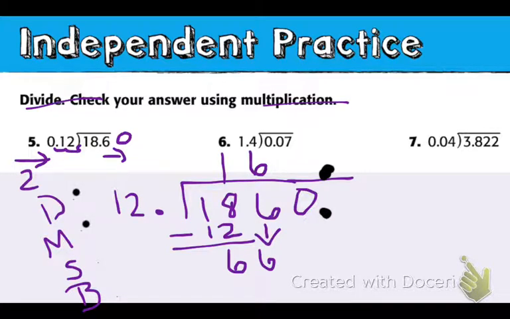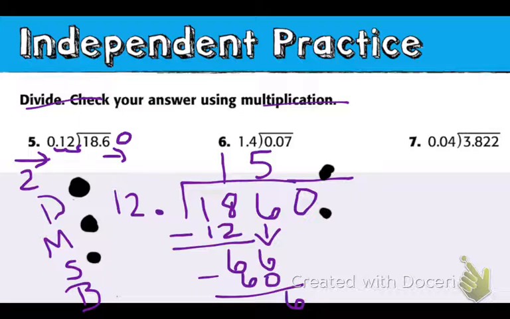What is 12 times 6? Oh, it's not 6. I was thinking it's 11. Come on, Mrs. Woolhite. How many times will 12 divide into 66? Well, that's 5 times. So let's go ahead and put a 5. Now let's multiply. What is 12 times 5? Well, that's 60. That makes more sense. I can go ahead and subtract. There's 6 left over. Next, we're going to bring down the 0.